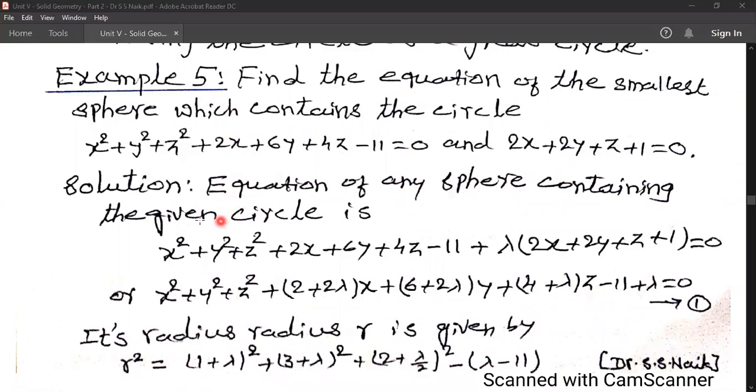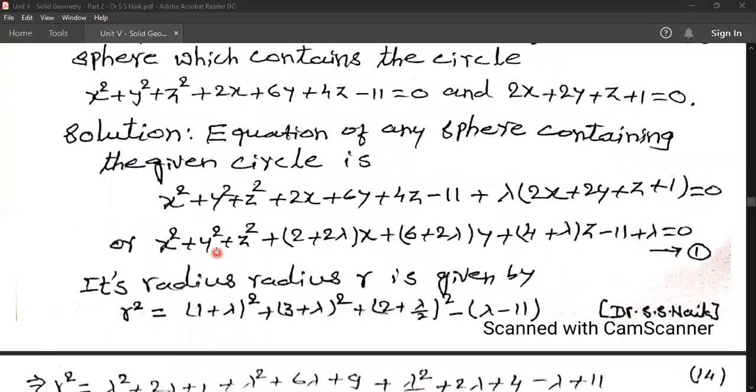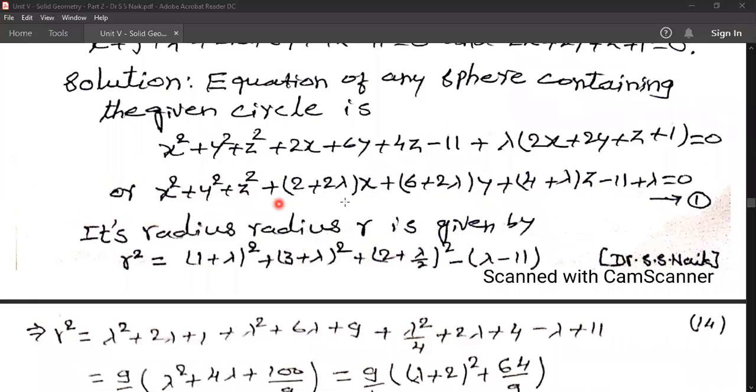The equation of any sphere containing the given circle is this equation plus lambda times the plane, is equal to 0. When you simplify this, you get x square plus y square plus z square plus 2 plus 2 lambda x plus 6 plus 2 lambda y plus 4 plus lambda z minus 11 plus lambda is equal to 0. So this becomes the equation of the sphere.